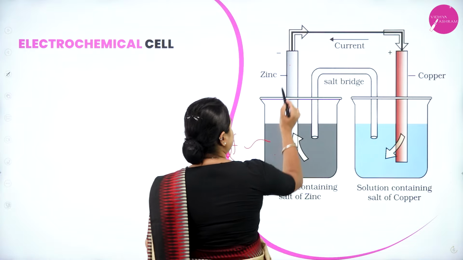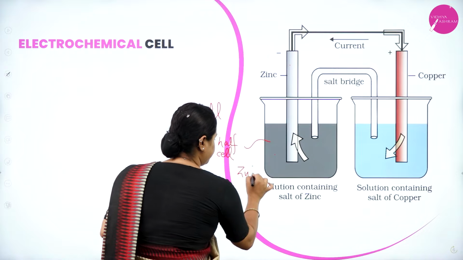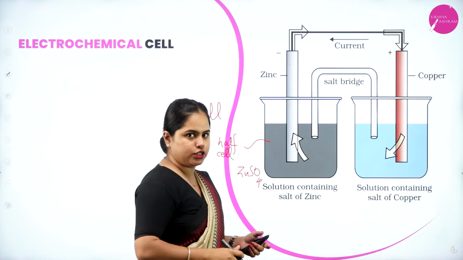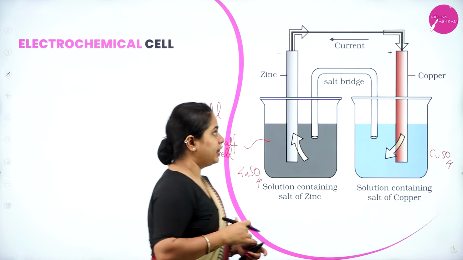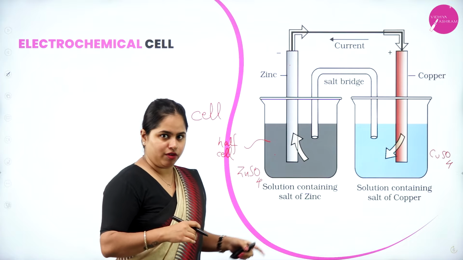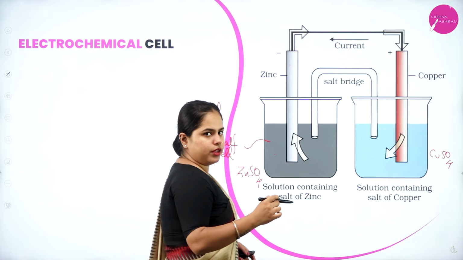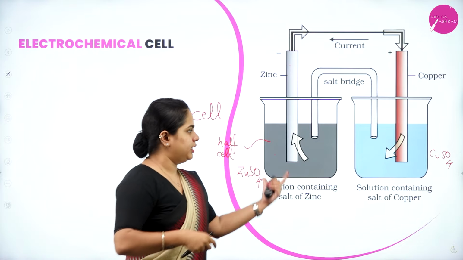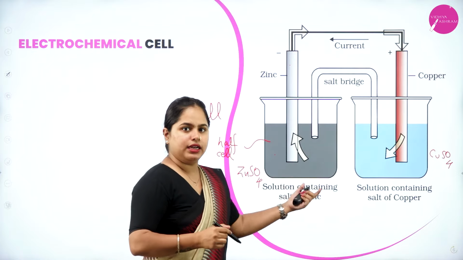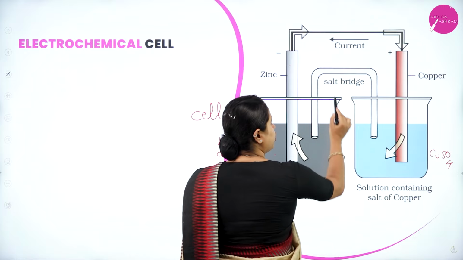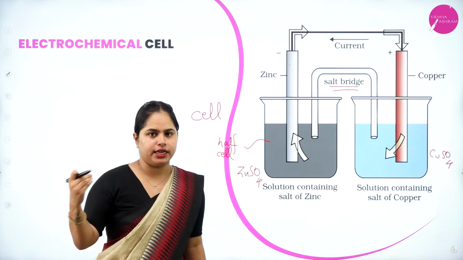The example I have taken here is a zinc rod dipped in zinc sulfate solution, and a copper electrode dipped in copper sulfate solution, and these two electrodes are connected through a wire. You have another setup also here. You can see an inverted U-tube structure, right? A U-tube which is put inverted into these two electrolytes, connecting them. This inverted U-tube is called a salt bridge. Now what is the use of this salt bridge? We are going to study that in the next slide.